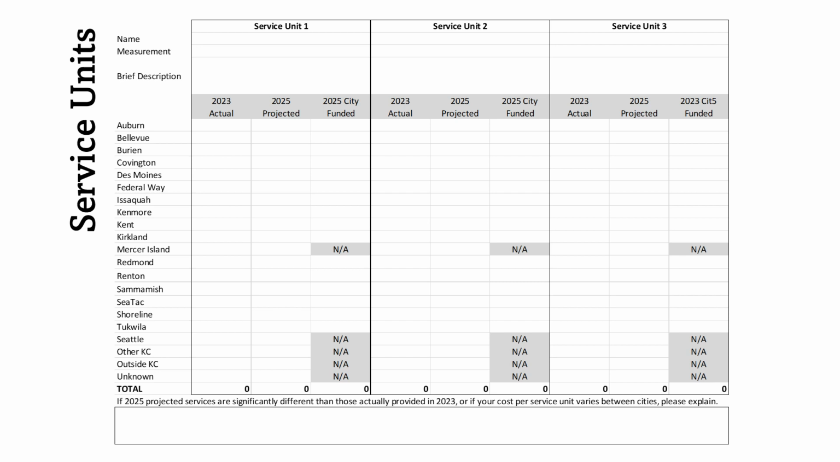Second page of the workbook, you'll enter your service units. What service or services is your program providing? How are you going to measure them? Use the drop-down menus to find the most appropriate category for your service and unit of measurement.